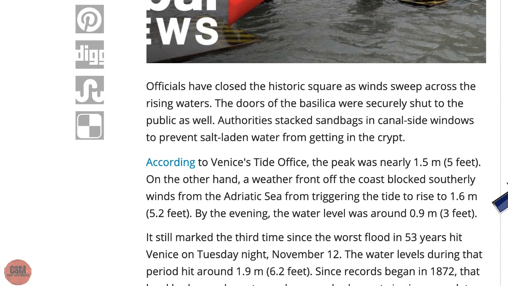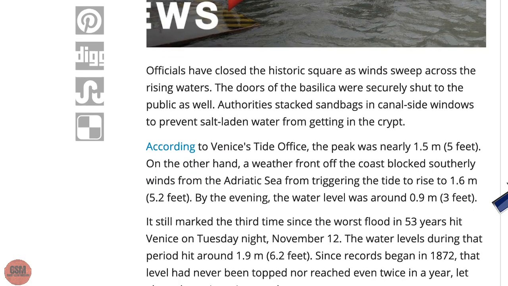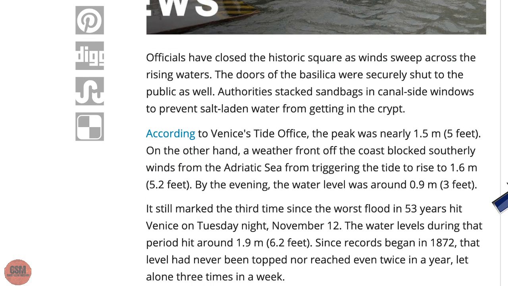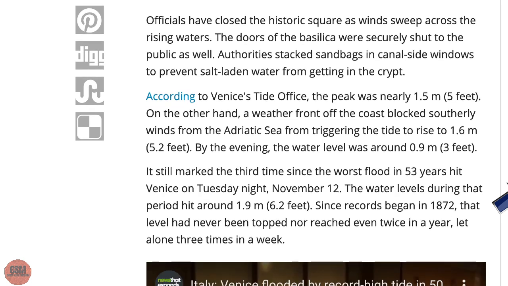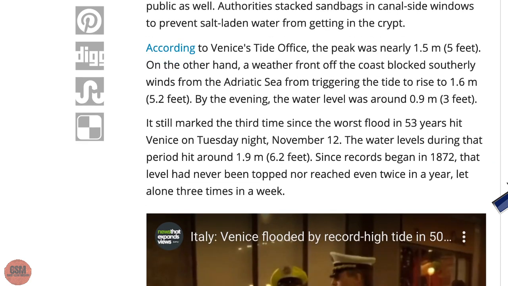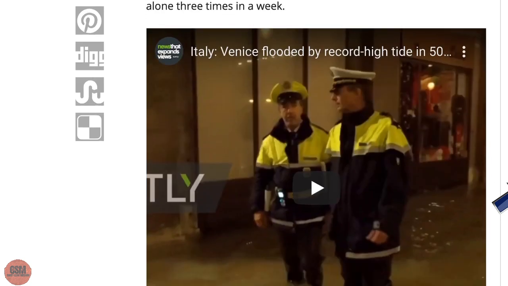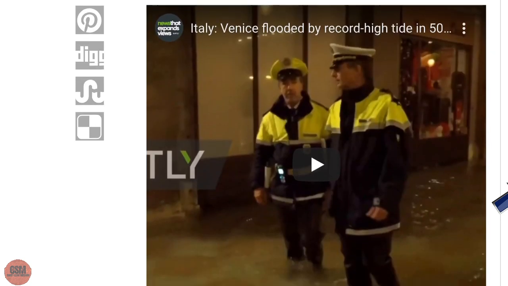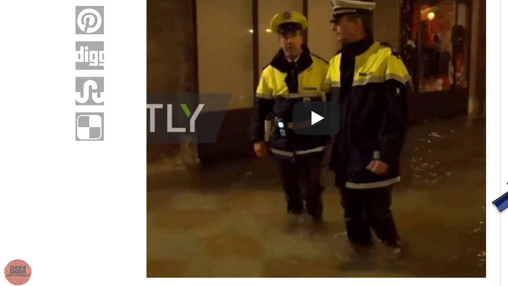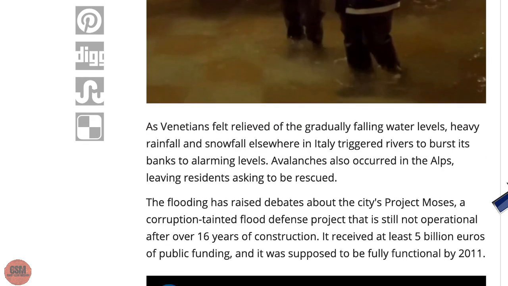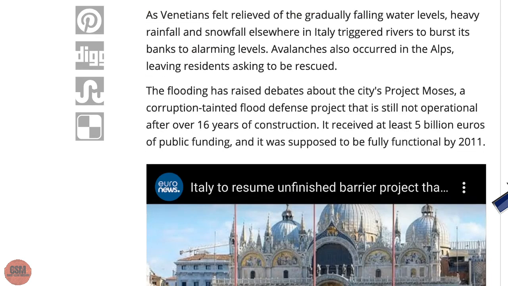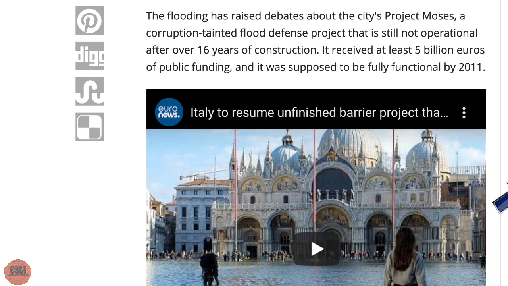Wow. Officials have closed the historic square as winds sweep across the rising waters. The doors of the Basilica were securely shut to the public as well. Authorities stacked sandbags at canal-side windows to prevent salt-laden water from getting into the crypt. I also saw a video report about this, and right now we're dealing with these areas that aren't receding. The damage is going to be irreversible in some cases. So just waiting to see when these waters are going to start receding.